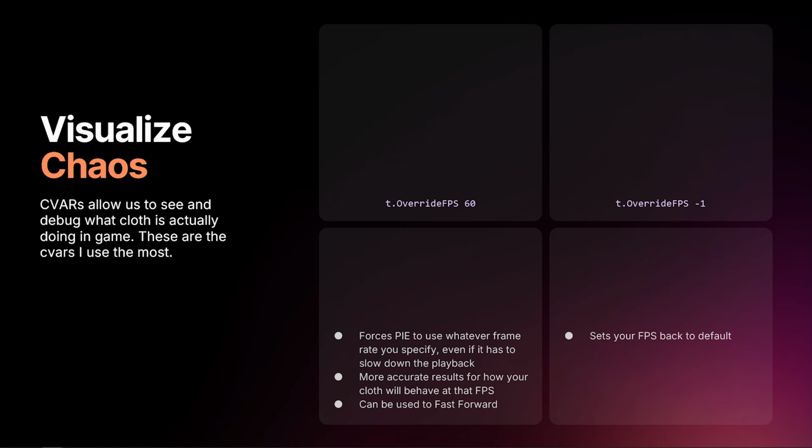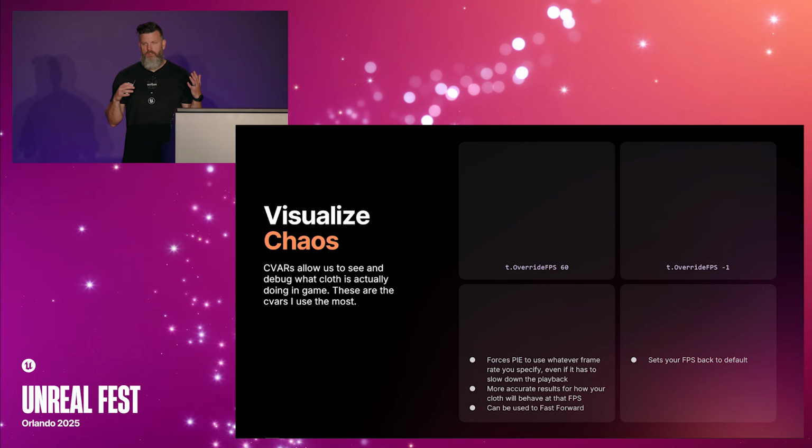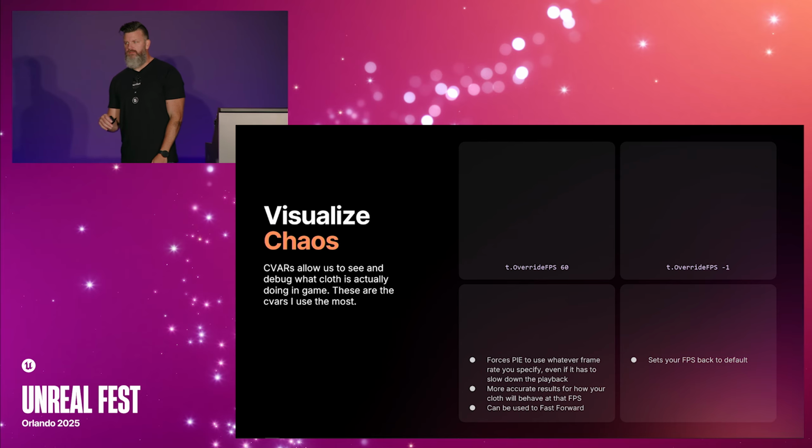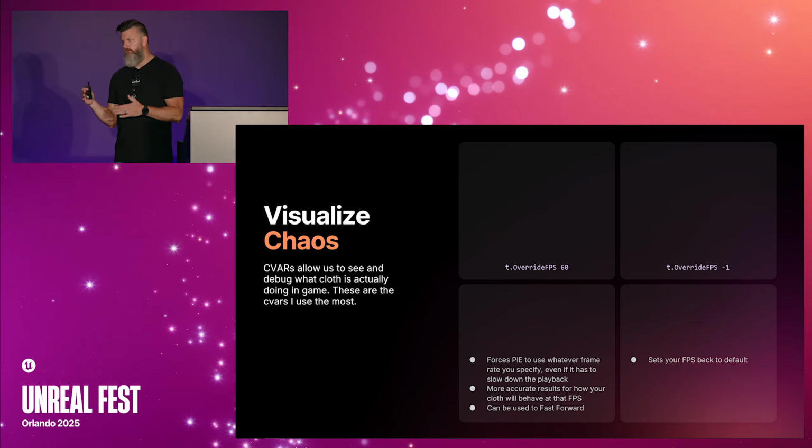The one other CVAR that I ended up using a lot is the t.overrideFPS, and what that does is force Chaos to use whatever frame rate you specify, even if it has to slow down the play rate. That essentially gave me more accurate visuals in the editor for what the cloth would actually do when it's running at an actual 60 FPS. Sometimes in the editor, depending on various performance things, you may not get super accurate results, and so this helped really dial it in.